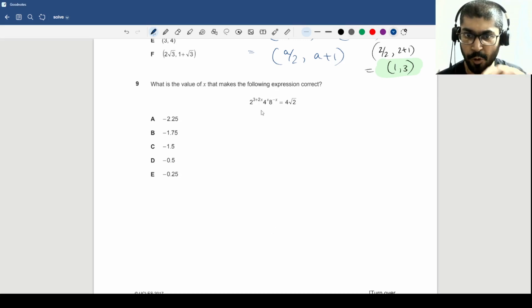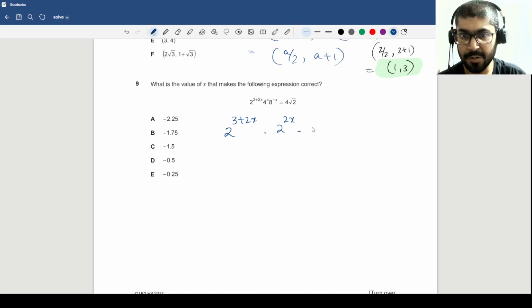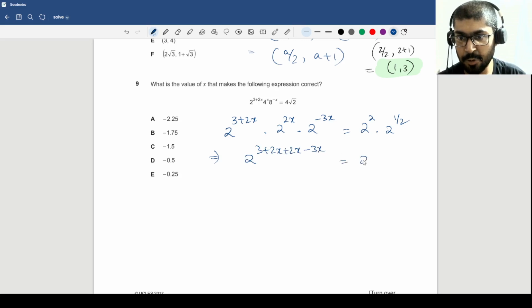You have 2, 4, 8, 4, so basically everything is a power of 2. Bring everything to a power of 2. So 2 to the power 3 plus 2x; 4 to the power x, I can just write as 2 to the power 2x; and 8 to the power minus x can be written as 2 to the power minus 3x. On the right hand side I'll write 4 as 2 squared, and root 2 as 2 to the power half. If I bunch up the powers on the left hand side, I'll get 2 to the power 3 plus 2x minus 3x, and on the right hand side I'll get 2 to the power 2 plus half, which is 5 by 2.